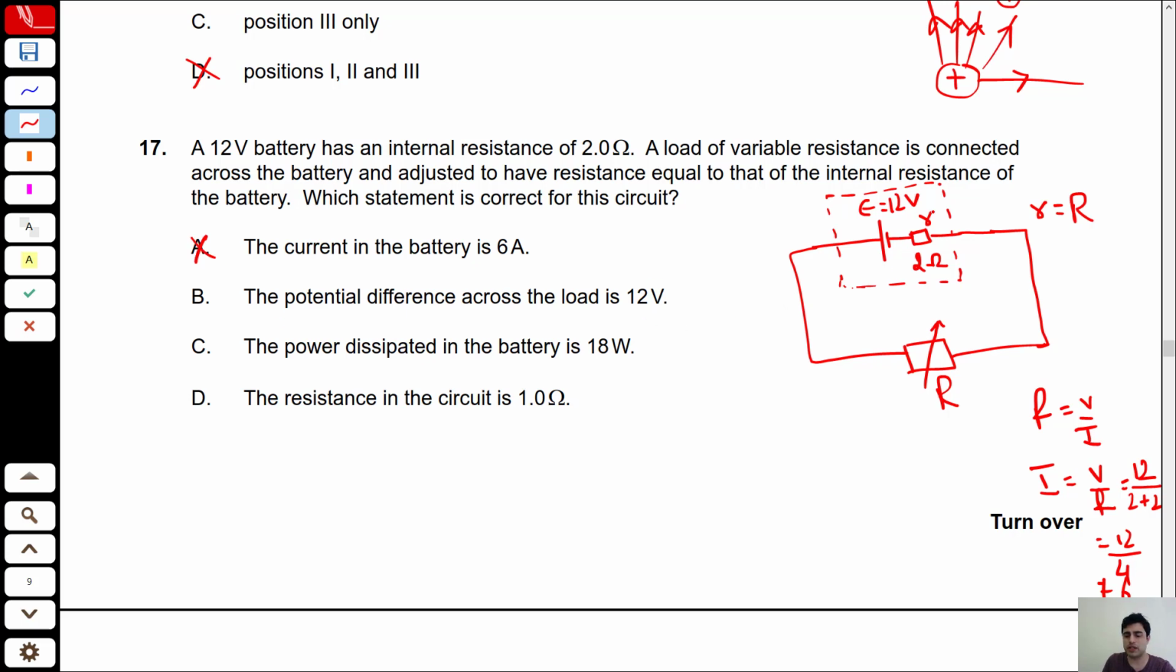B: the potential difference across the load is 12 volt. Well, as you can see, in this circuit there are 2 resistors in series. So the total voltage, or the total EMF, must be divided among these 2. If both of them have the same resistance, then each one of them should share a voltage of 6 volt, half of it. So this one must have 6 volt, and this one should also have 6 volt. Both of them should have equal voltage across them because they have the same resistance. 12 volt is divided into 2 parts, 6 and 6, so that 6 plus 6 gives you 12 volt. So it's wrong.